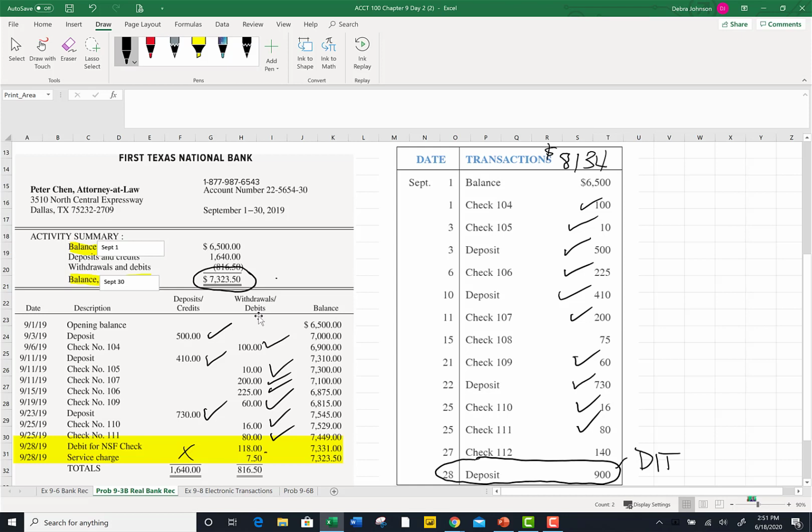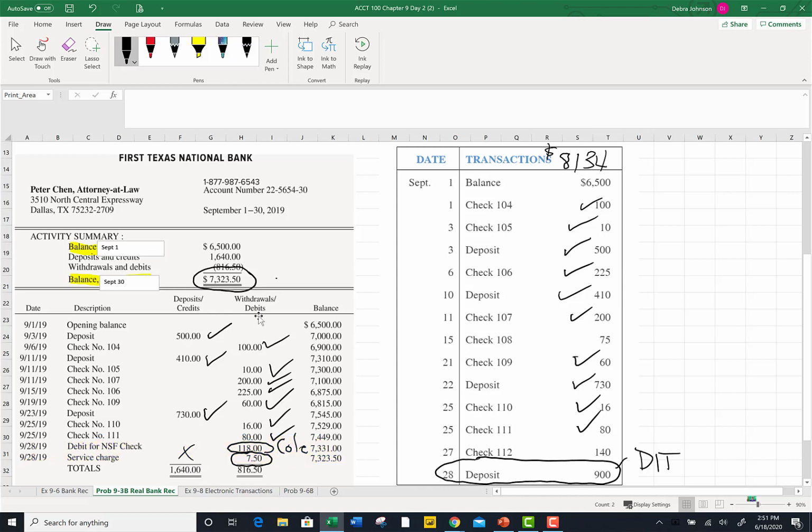The $118 is an NSF check from a customer. The beginning of the problem tells us that the name of the customer is Annette Cole. So we'll make a notation. That's a reconciling item that we need to include in the bank reconciliation. Another item that doesn't show up on the book side is this service charge that the bank charges in the amount of $7.50. Since it doesn't match, circle it.